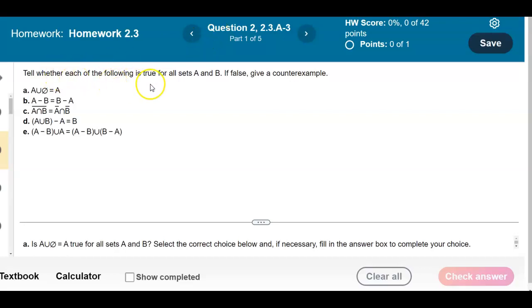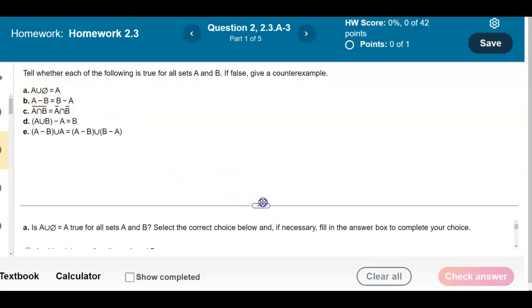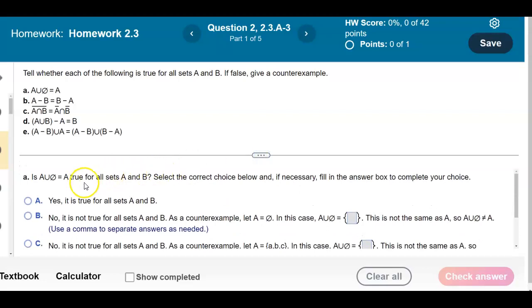Tell whether each of the following is true for all sets A and B. If false, then give a counterexample. For part A, it says A union the empty set, meaning all the elements in A or all the elements in the empty set is equal to A. So for part A, is that true for all sets A and B?